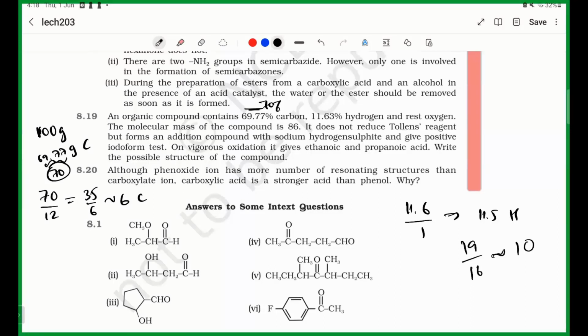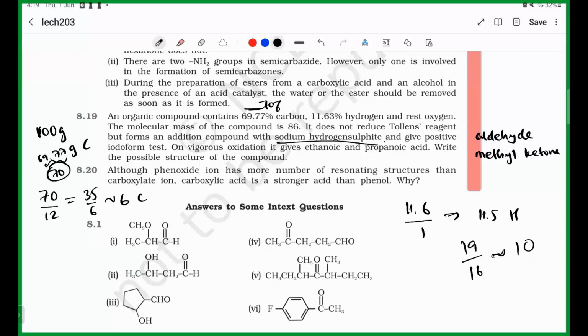Okay. So, it forms an addition compound with sodium hydrogen sulfate. What does that mean? It's an aldehyde. That's the first thing that comes to mind. Because ketones don't form an addition compound with sodium hydrogen sulfate because they're too sterically hindered. And it gives you a positive iodoform test. That means it has a methyl ketone group. Methyl ketone does not mean it's a ketone. It just means it has a methyl group ready.